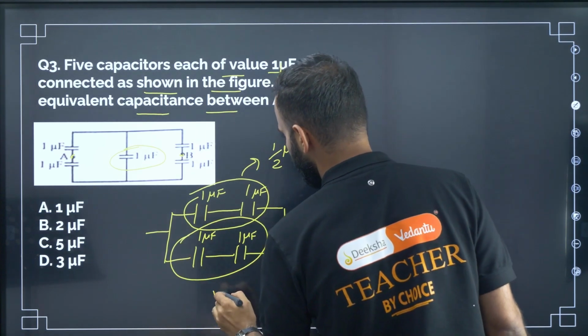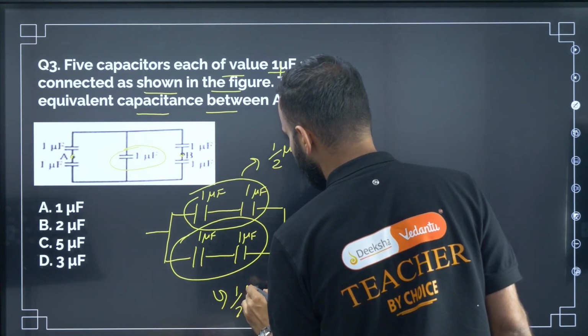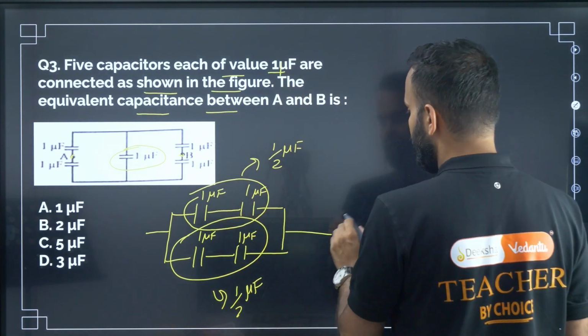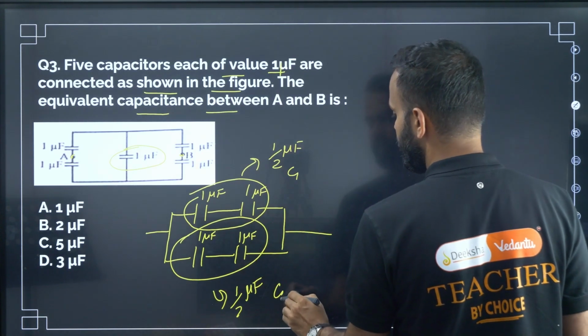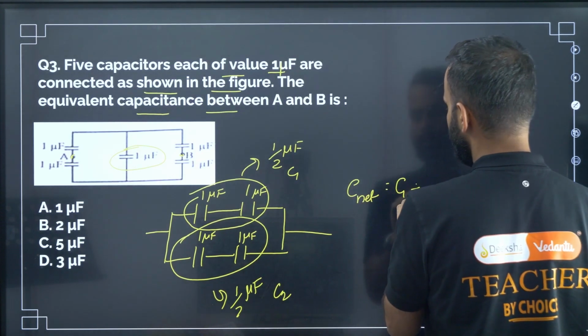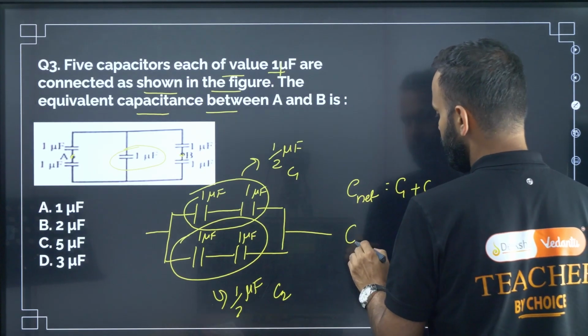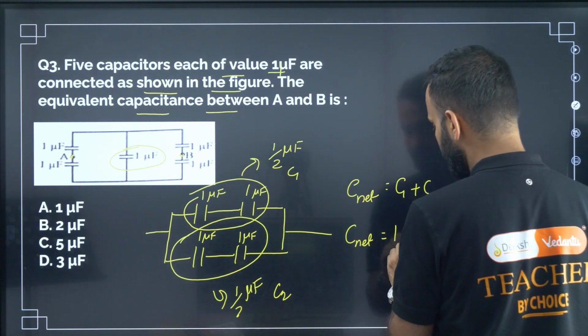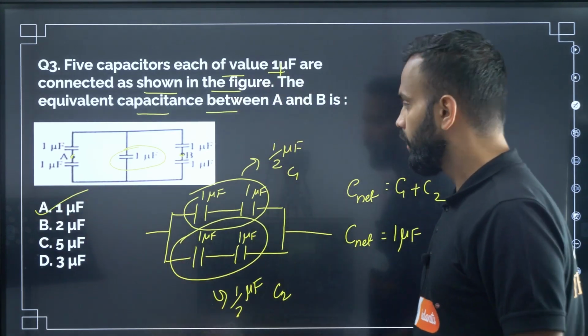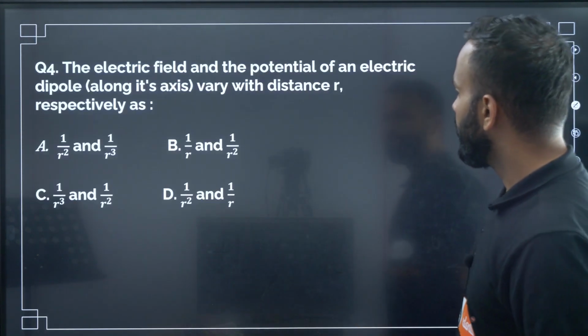Same thing for this one also, right? 1 by 2 microfarad. Now these two are in parallel, right? So this is C1, and this is C2. So C net is equal to C1 plus C2. 1 by 2 plus 1 by 2 is 1, so C net equals 1 microfarad. So the correct option is A. Okay. Next question, question number 4.